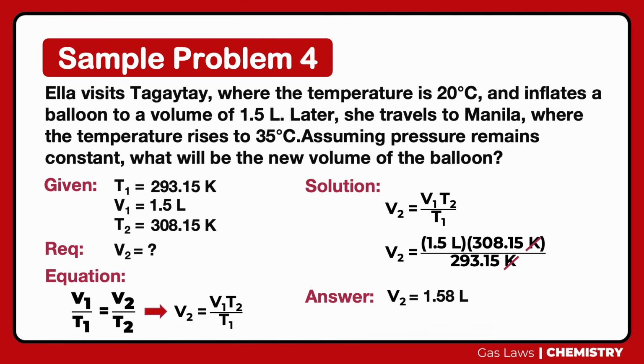Since the temperature increased from Tagaytay to Manila, the volume of the gas inside the balloon increased slightly, which follows Charles' law. From this example, we can see that when temperature increases, the volume of a gas also increases, as long as the pressure remains constant. This is exactly what Charles' law explains.